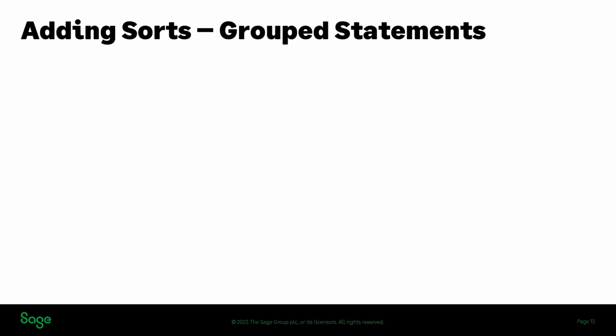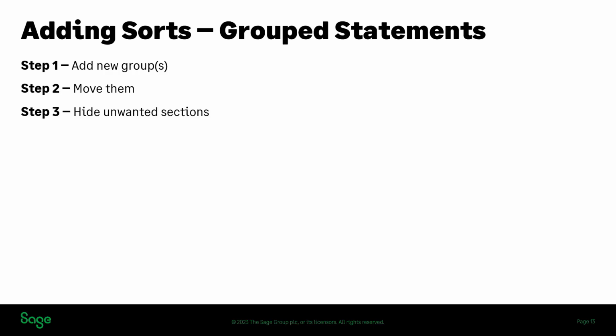So manually changing the sort order on a grouped statement is a three-step process. Step 1 is to add a new group or multiple groups if multiple sorts are required. Step 2 is to move the new group or groups into the correct position, and that's basically to make sure the data sorts in the correct order. And step 3 is to hide any empty sections. So we won't be using any of the sections created by the groups. We're just adding them to force the data to sort the way we want to, so we can hide any new sections added for that group.